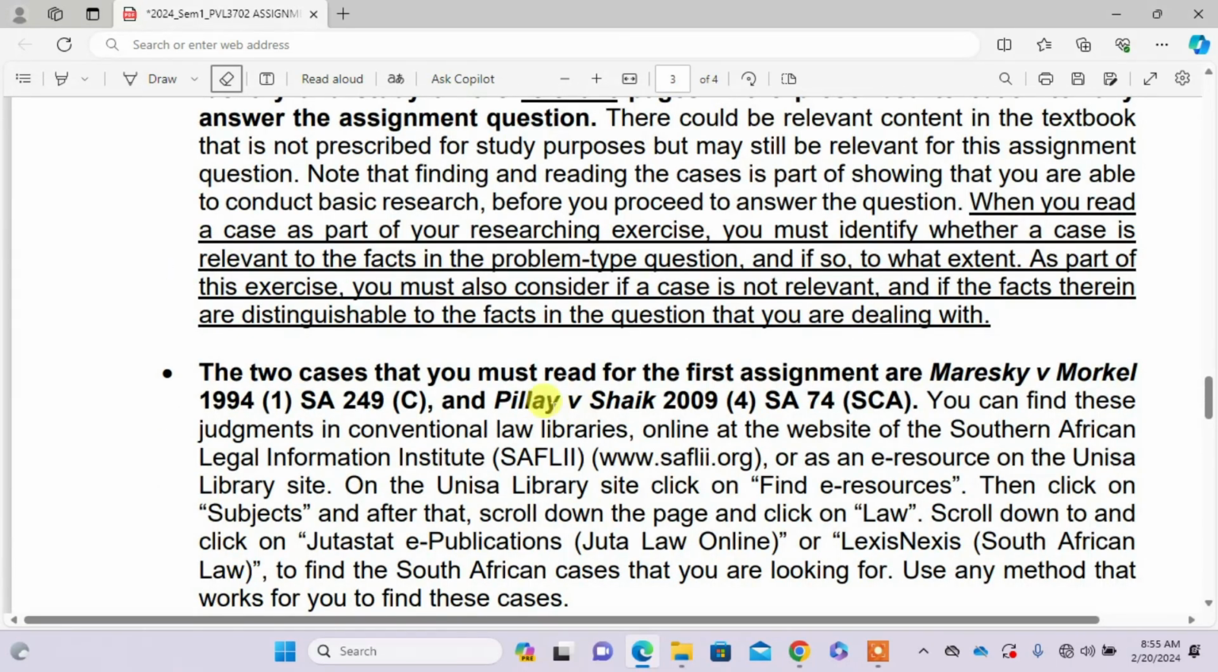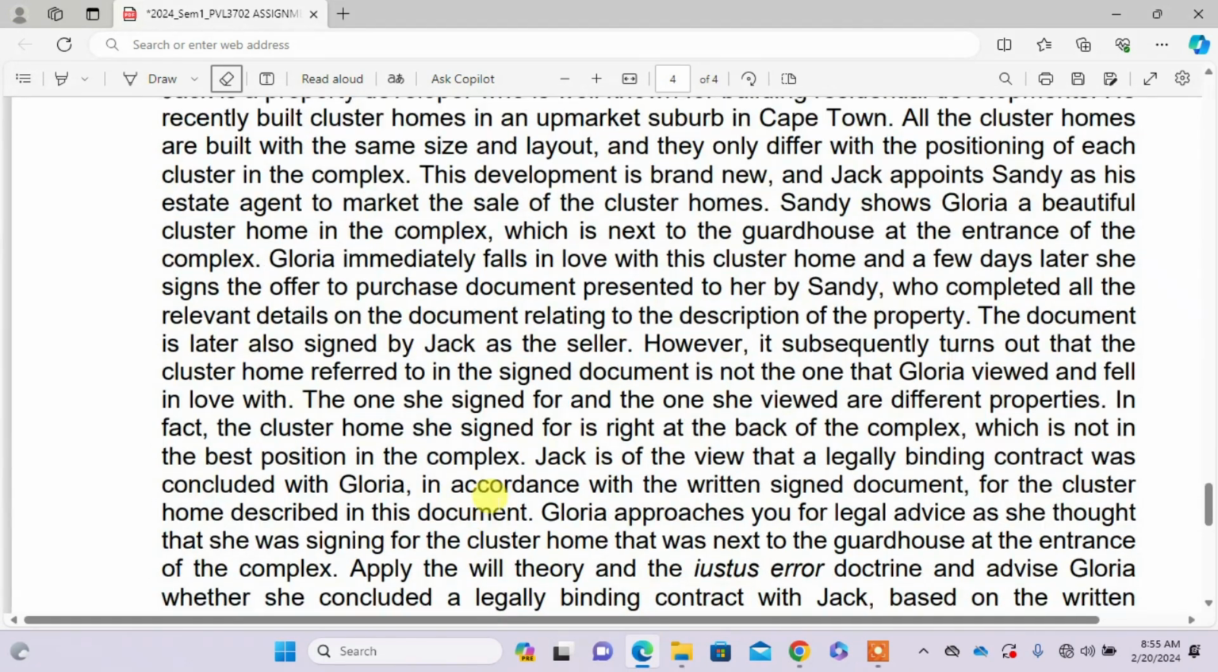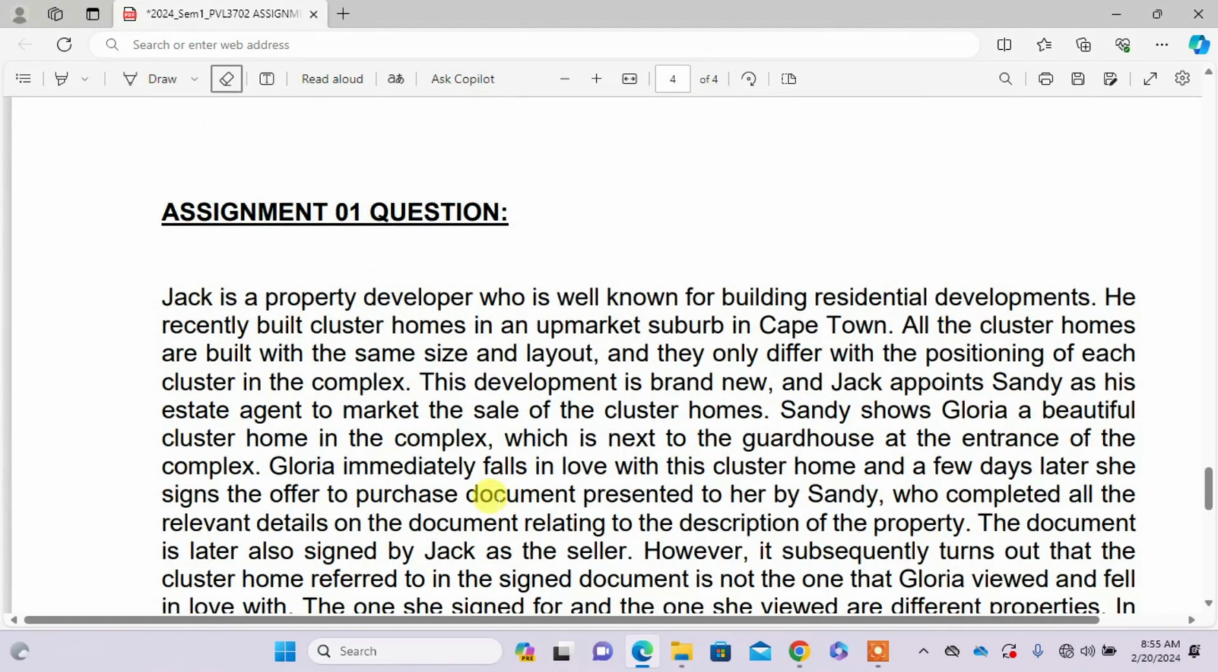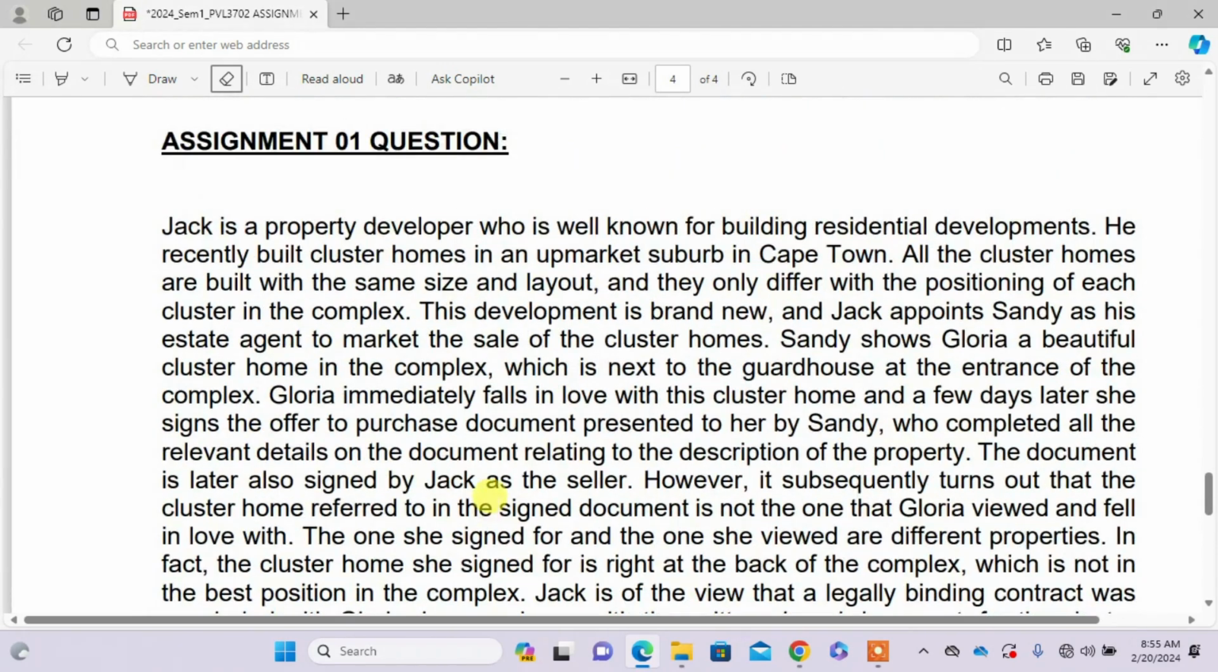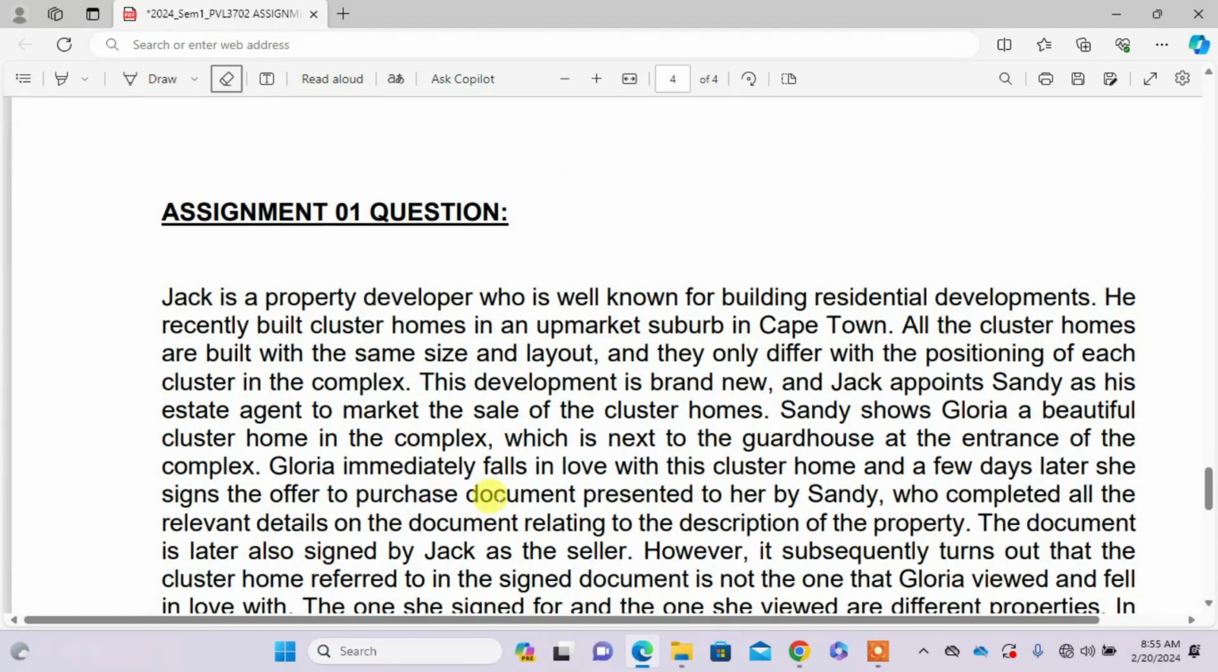We must note down that we have to understand the cases of Mereski versus Mogel and Pillay versus Shaik. Okay, we have noted down those 2 cases, which we must understand. So here is the scenario and here is the problem which we must solve. Assignment number 1, question. Let's read this together so that we know what to do.